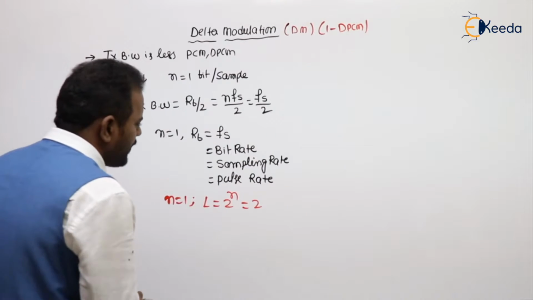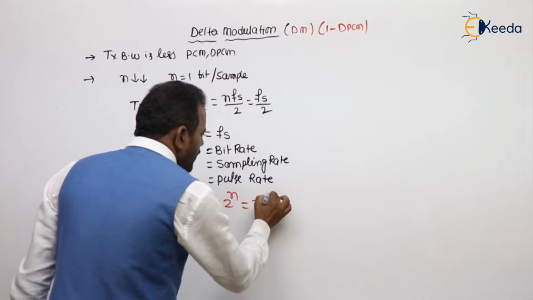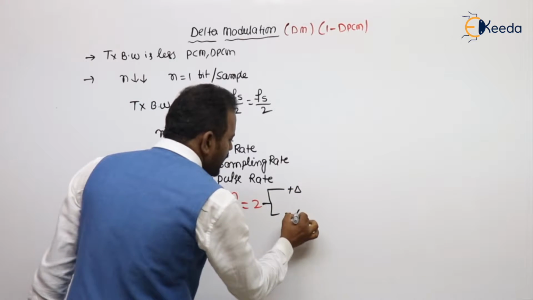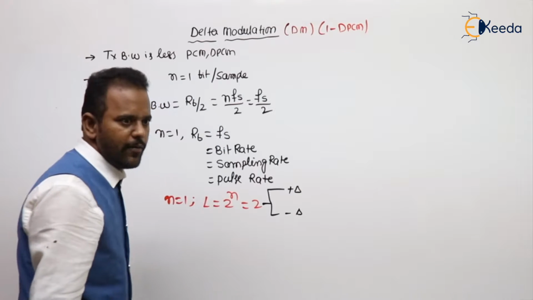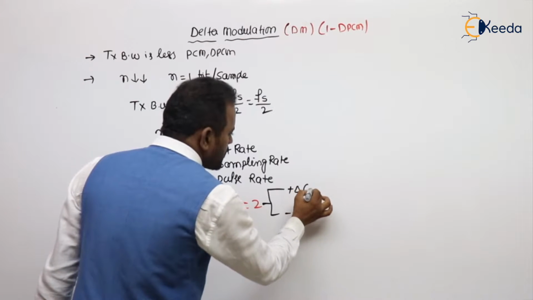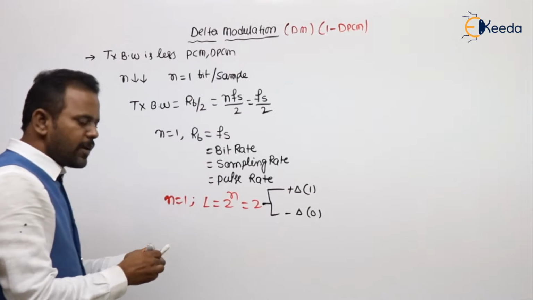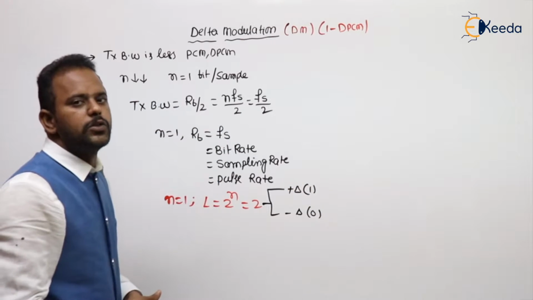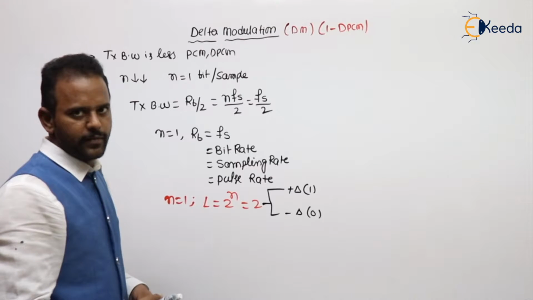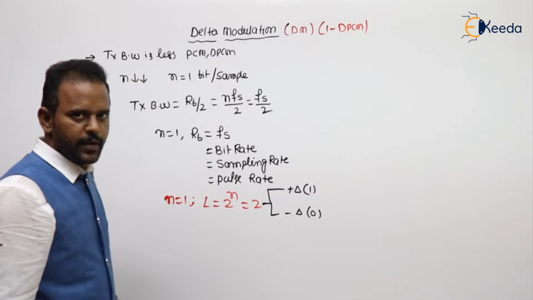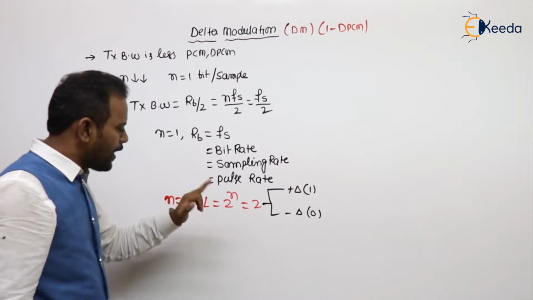That is also having, I will give you clarity, only 2 levels. One is plus delta level, another one is minus delta level. Plus delta level given to the encoder will generate 1 bit. Minus delta level given to the encoder will generate 0 bit. When plus delta, when minus delta, I will tell you, wait. But it is having only 2 levels. Follow.